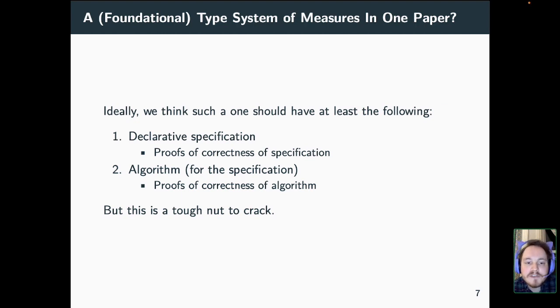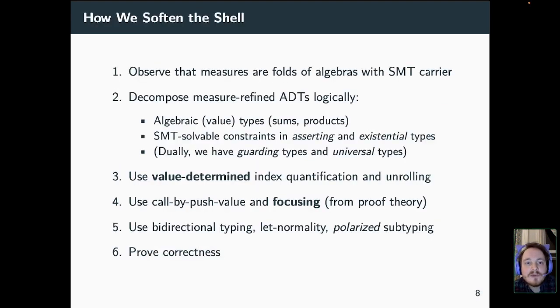One, a declarative specification together with proofs of its correctness. Secondly, an algorithm for the specification together with proofs of its correctness. But this is a tough nut to crack. Here's roughly how we soften the shell in the paper.